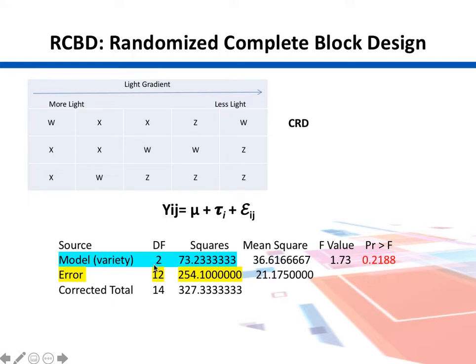Since they are 3, the degrees of freedom are 2, and this is the sum of square for the model term or for the treatment term. And we have the sum of square for error, and that is 254, and the mean squares are the sum of squares divided by respective degrees of freedom. The mean square for the model or treatment, which is variety here, is 36.61, and mean square for the error here is 21. The F value is 1.73.